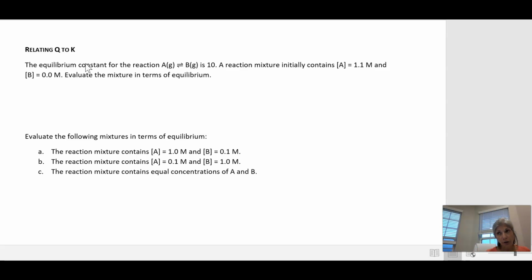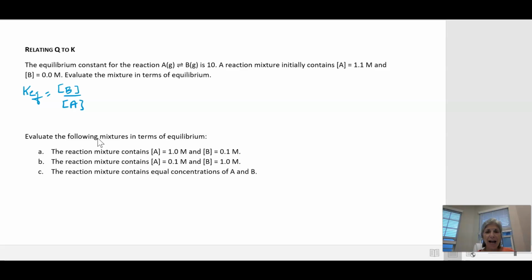To evaluate Q, the reaction quotient, and compare it to K, let's start by writing the equilibrium expression for the reaction A goes to B. The expression is always the concentration of products over concentration of reactants raised to the power of the coefficient, and here the coefficient is 1 for A and for B. We're told that the equilibrium constant is 10.